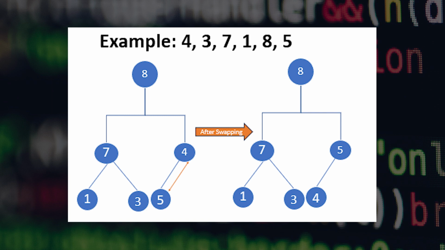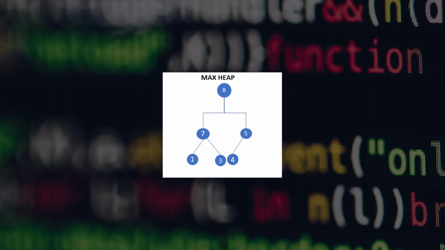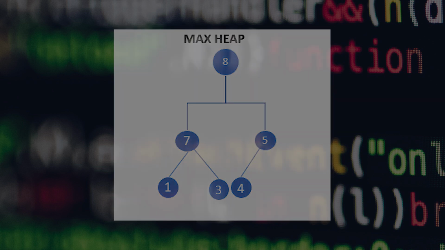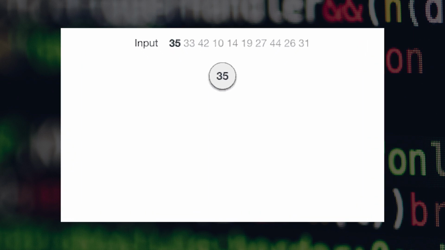And the left child of 7 is 1, the right child of 7 is 3, and the left child of 5 is 4. So this is the max heap, or we can say that this is the final structure of the max heap. Using the previous elements, we have arranged the max heap. Now understand max heap construction by an illustrated diagram.